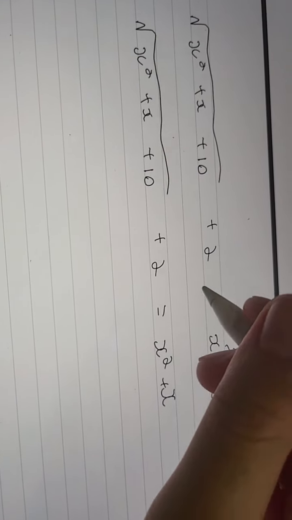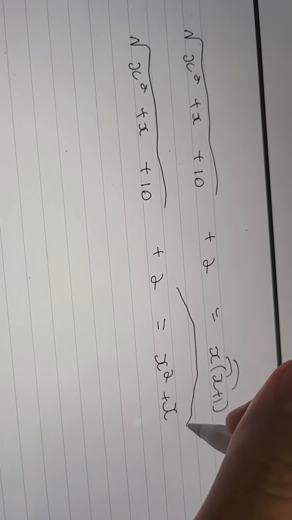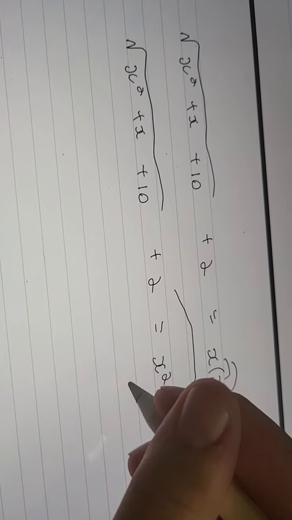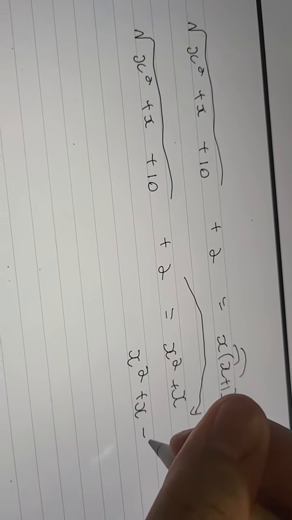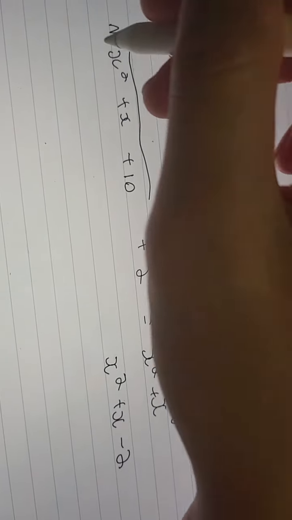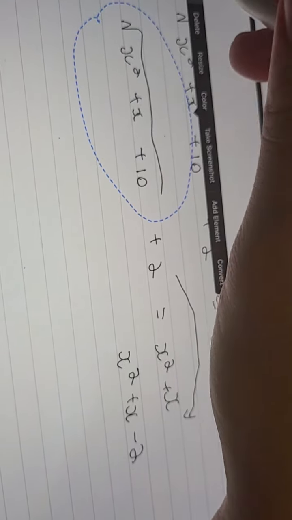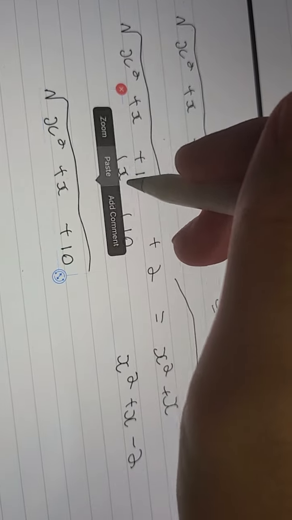Now what we're going to do is bring the 2 to the other side. So then it becomes x squared plus x minus 2. Let me just rewrite this part over here.